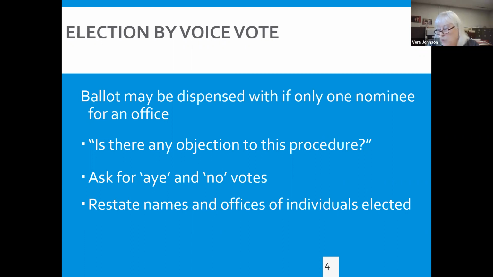The secretary records the election results in the minutes. You may also use the voice vote for the uncontested positions, and you have a ballot vote for those that have 2 or more nominees.